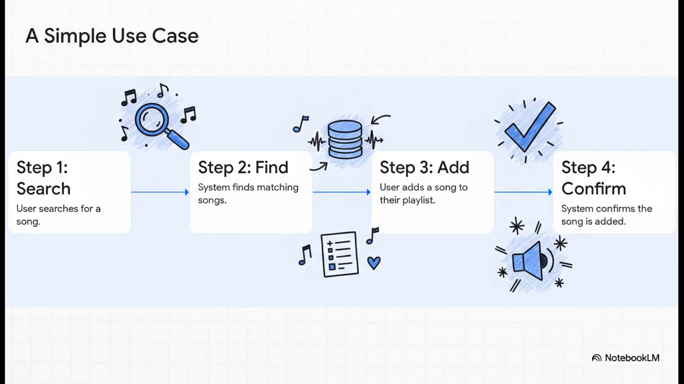Let's go back to our music app. A really simple story or a use case might go something like this. 1. A user searches for a song. 2. The system finds some matches. 3. The user picks one and adds it to their playlist. And 4. The system confirms, yep, it's added. This simple step-by-step story is exactly what something like a UML sequence diagram is designed to show.